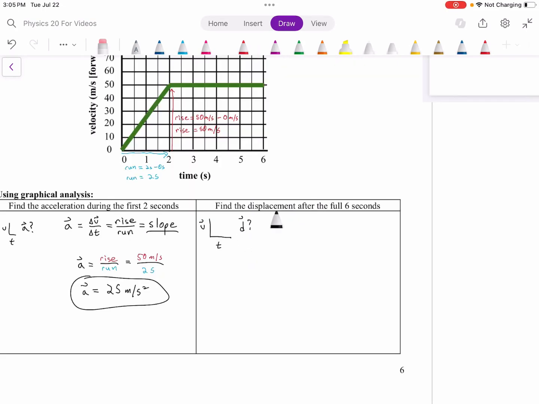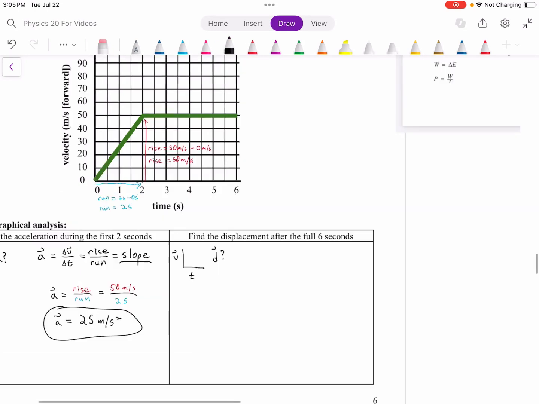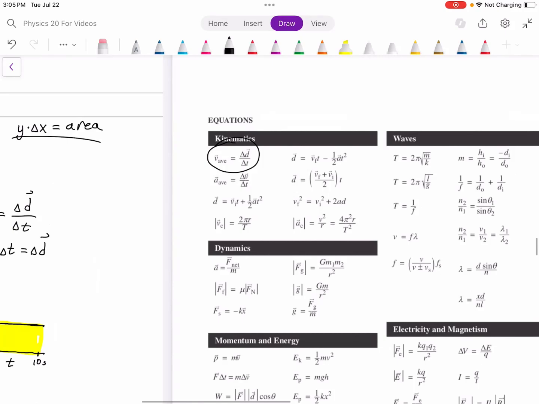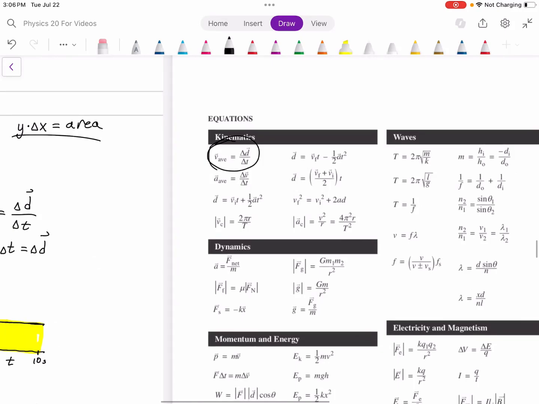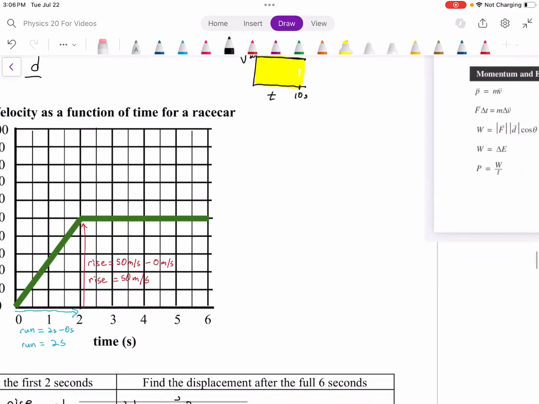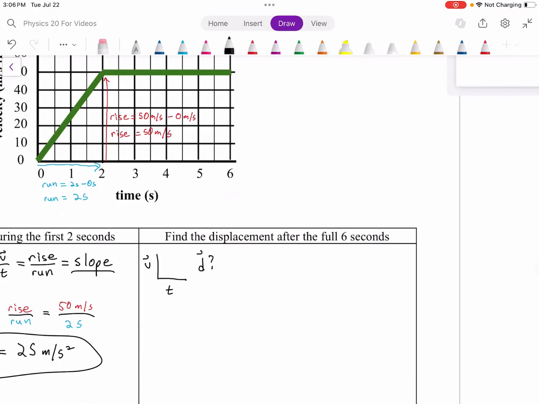Okay, so now on to this one. We want to find the displacement after the full 6 seconds, okay? And again, it's nothing different in terms of our thought process here. We are given velocity and time on the graph. We want to find displacement. So v, t, and d, we want to find the formula that helps us analyze when we have those variables. And of course, it is this one, right? Velocity equals the change in displacement over the change in time.